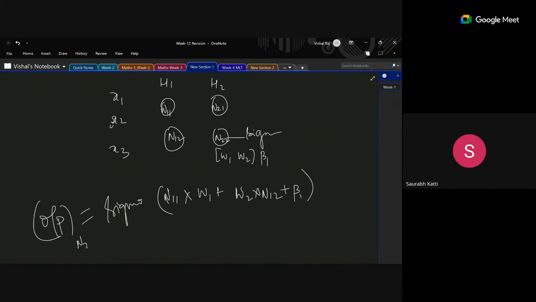So I was just confused whether we need to consider the inputs again. No, we just have to consider what comes out from that previous layer. That is the value that should be considered. Okay. Thanks, sir. Thank you.